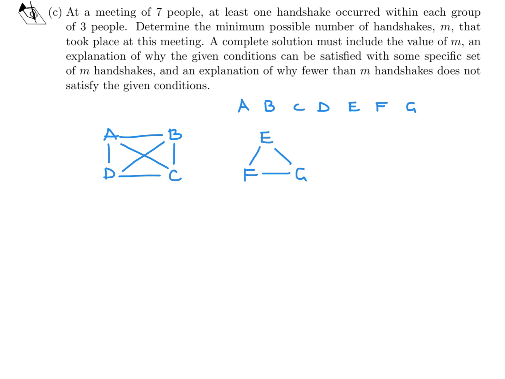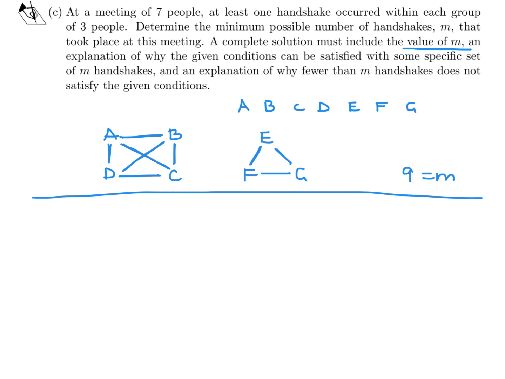So first of all, let's count the number of sticks. 1, 2, 3, 4, 5, 6, 7, 8, 9. So 9 handshakes, so therefore m is equal to 9. Now we just got the value of m, but we have to explain why. Okay, so why does this work?